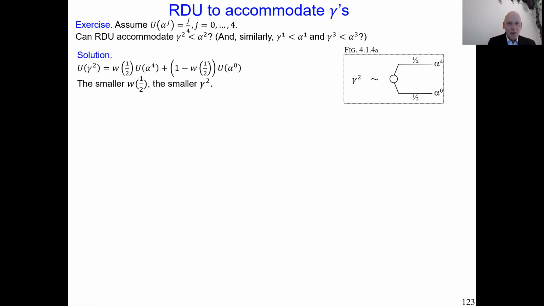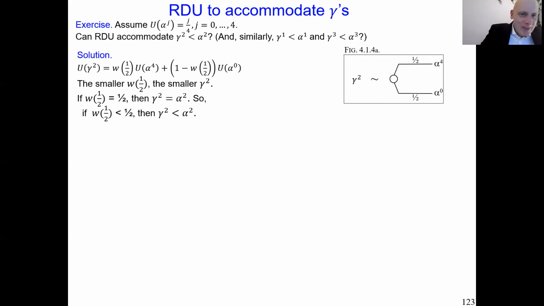Well then, we have already seen under expected utility that when W half is equal to half, then gamma 2 is equal to alpha 2. Then gamma 2 in utility terms is the midpoint of alpha 4 and alpha 0. That's what W half equal to half gives. So then we can simply take W half smaller than half, and then we can already conclude gamma 2 must be smaller than alpha 2, as we just saw. So that's a very easy way to use rank-dependent utility to accommodate this empirical finding. It's in fact necessary and sufficient for it. So that's what we get here.